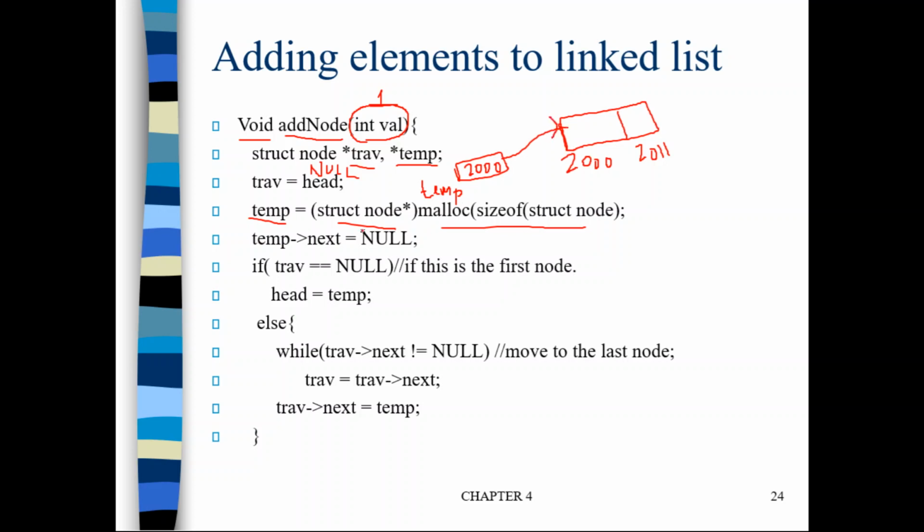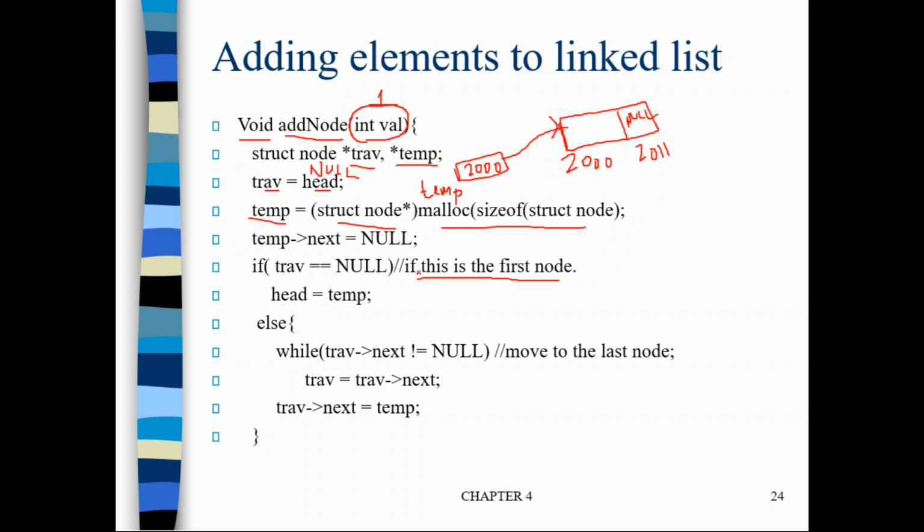Currently we have only one node, so where should next point? Next should point to null, because this is the first node we have created, there is no other node. So temp arrow next is equal to null. Then we check if traverse is equal to null. When will traverse be null? Traverse will be null if head is null. When will head be null? Head will be null if this is the first node. So this is the condition to check whether the node we are trying to add is the first node.